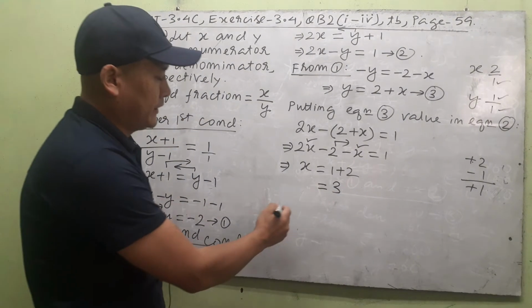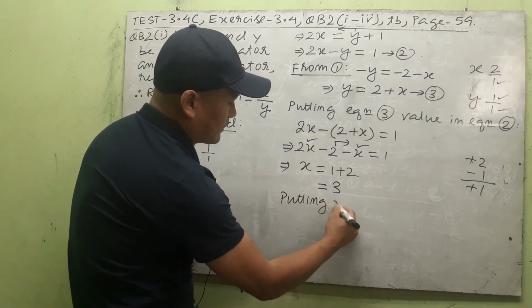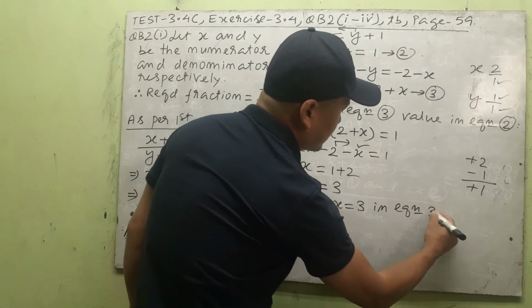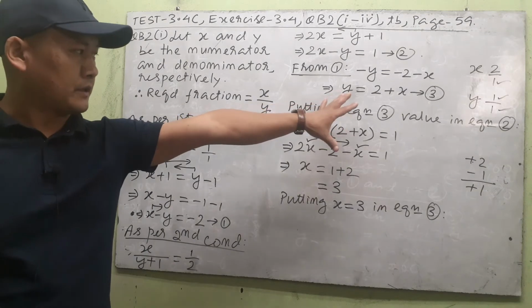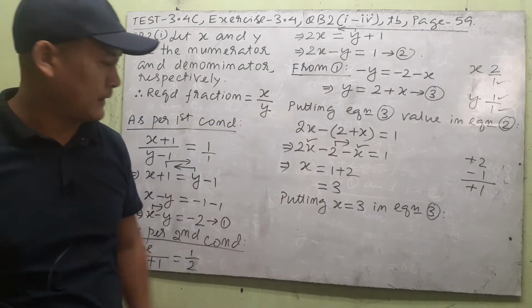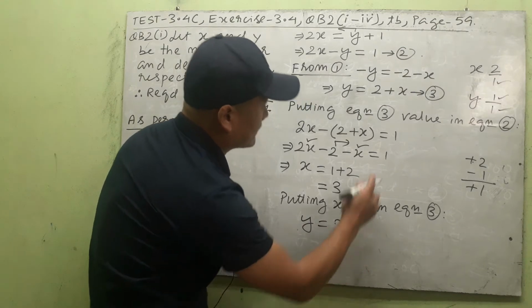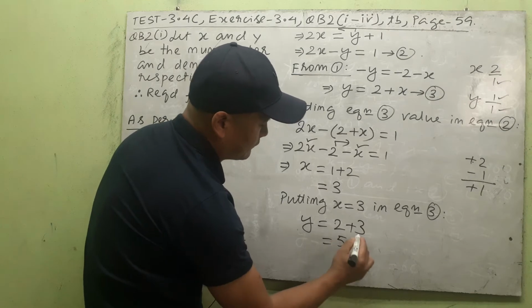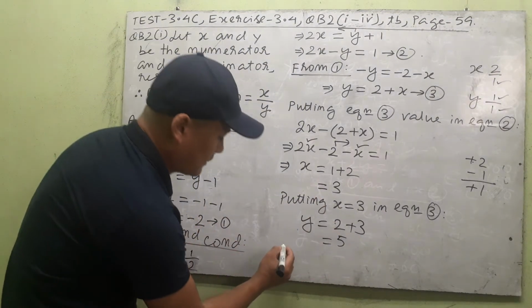So we need to find our x, our y. So putting this value x equal to 3 in equation number 3. Why? Because equation 3 has already been perfectly arranged for us to find the value of y. Okay. So y is equal to here 2 plus x, now is going to be replaced by 3. So y is 5 we got. x equal to 3, y equal to 5.